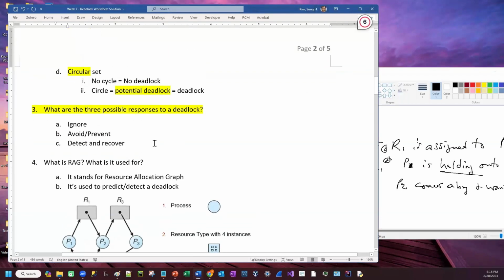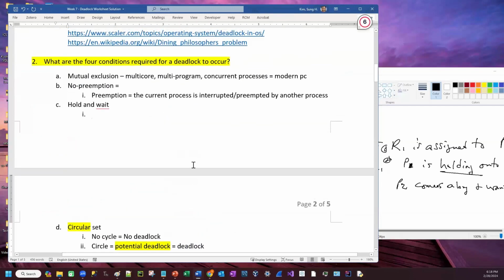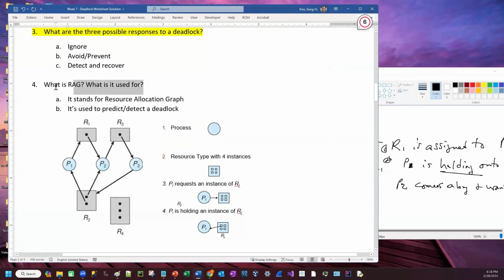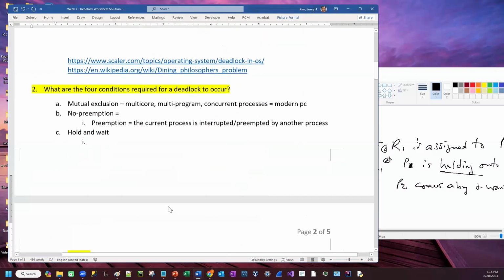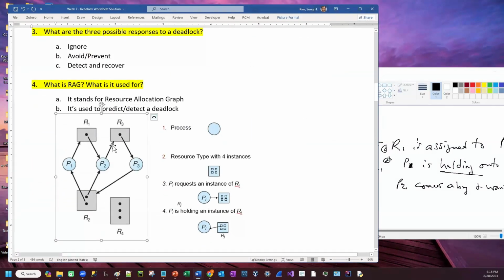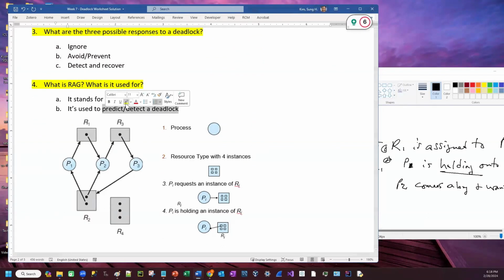But now going back to the deadlock, this question is asking, what is a RAG and what is it used for? Well, it stands for a resource allocation graph, and this is how it looks. Okay, RAG right here. That's why I put this drawing up here. Okay? And it is used to predict or detect a deadlock situation.